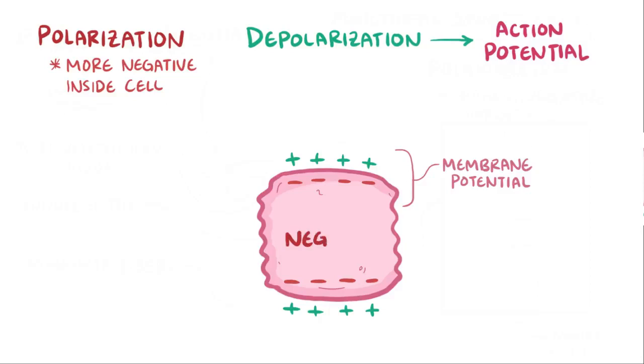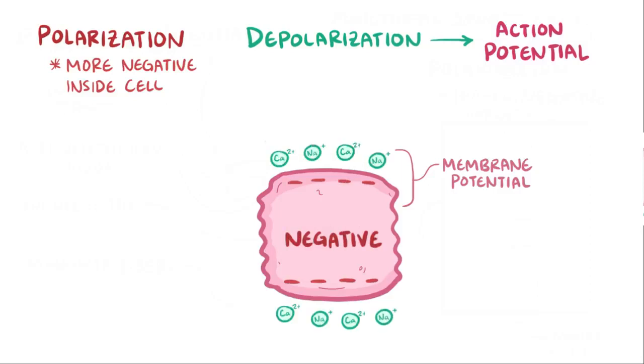So if the membrane potential is negative, the inside of the cell is more negative than the outside. If it's positive, the inside is more positive than the outside. And if it's 0 millivolts, then the inside and outside have the same charge. There's 0 millivolts of difference.